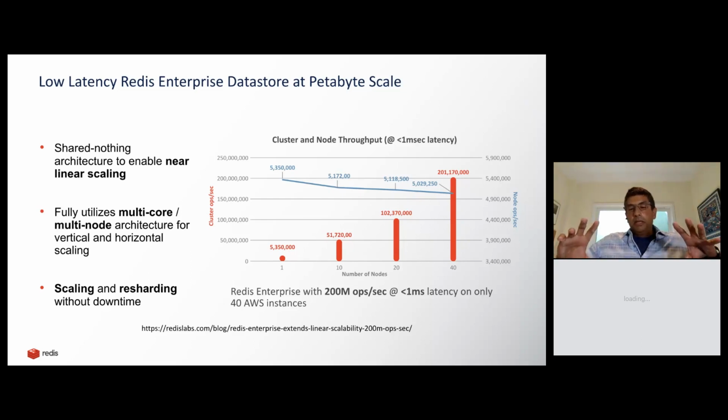The design of Redis Enterprise is to be able to scale vertically within a single node, so take advantage of all the resources on a node, and scale horizontally across all the nodes in the cluster, and do this in a linear fashion. In this particular example, what we did was demonstrate going from 1 node to 40 nodes with near linear scaling, and ultimately achieving 200 million ops per second while maintaining that sub-millisecond latency.